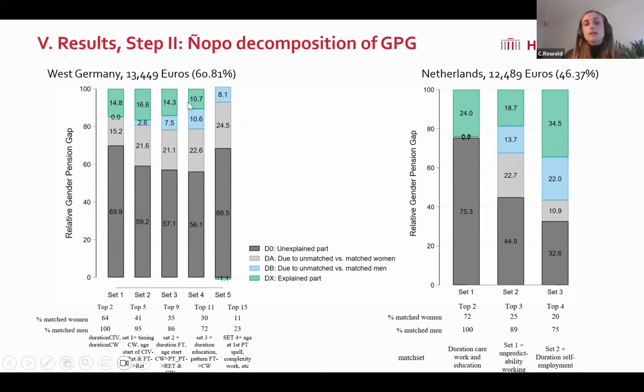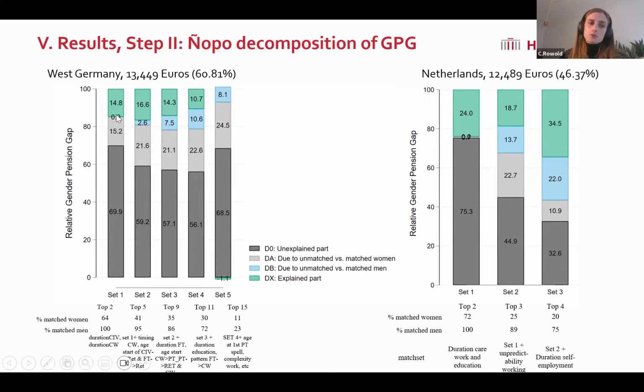That is the explained part. So this part of the gap that is due to differences in characteristics, but only for those individuals that are matchable. And we see that it's not super large but pretty consistent in West Germany, if we just forget about this last model here, and higher shares in the Netherlands, up to about 1/3. But what is striking is that these shares of the explained or compositional component are much, much lower compared to other decompositions of the gender pension gap that basically assumed common support across gender.